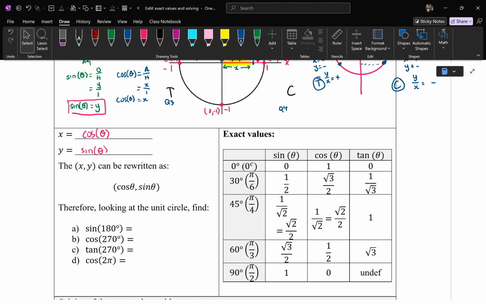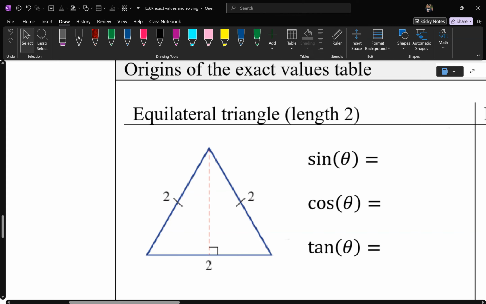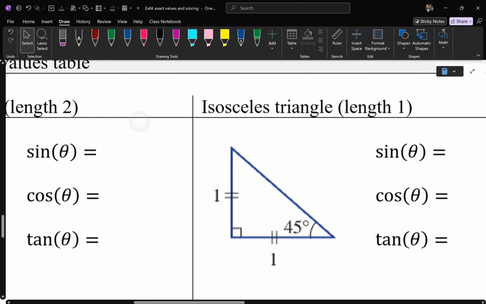Yeah, I've given you all the formulas you need. It's just you've got to problem solve. That's all. All right, so what are all these special angles? Where do these numbers come from? It actually just comes from an equilateral triangle and an isosceles triangle.